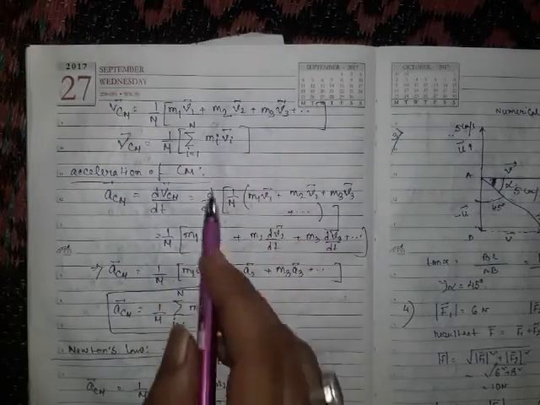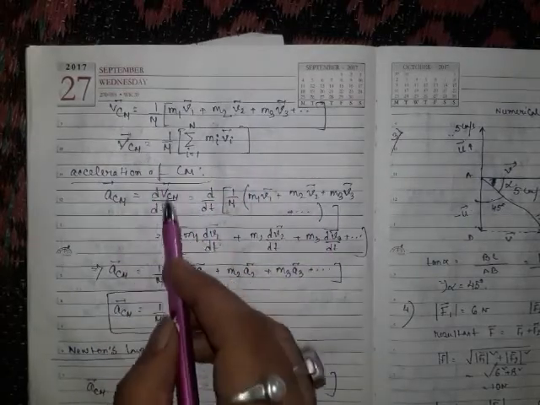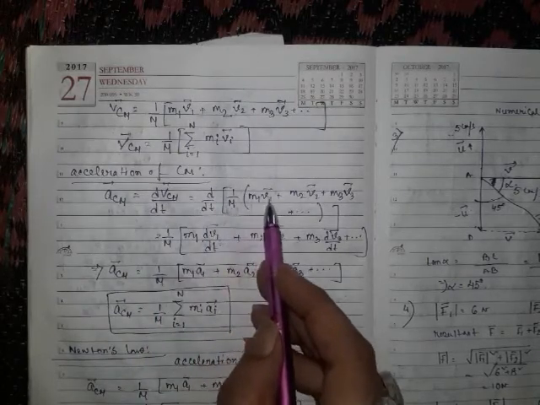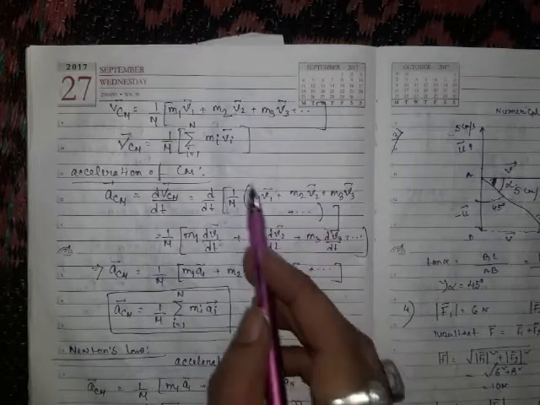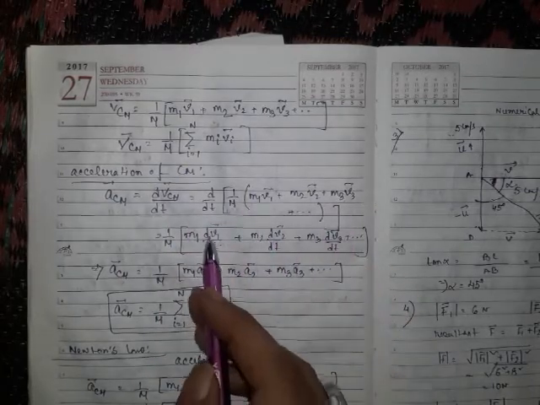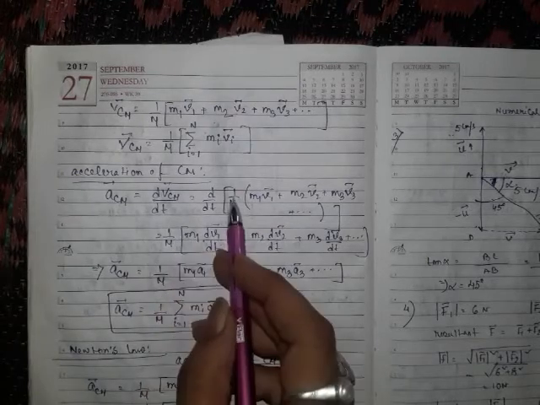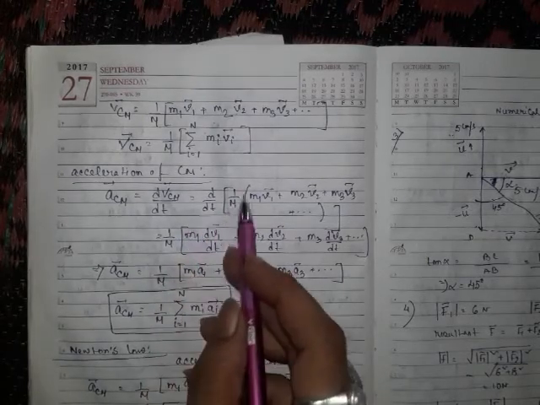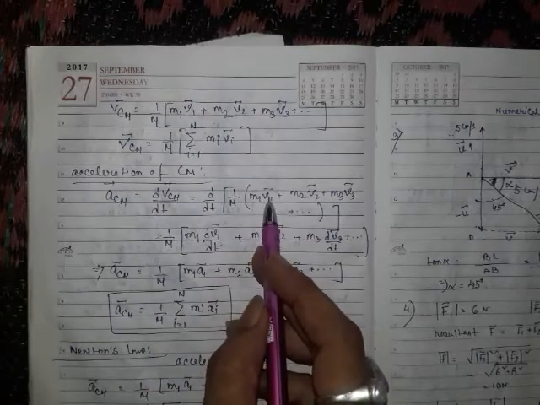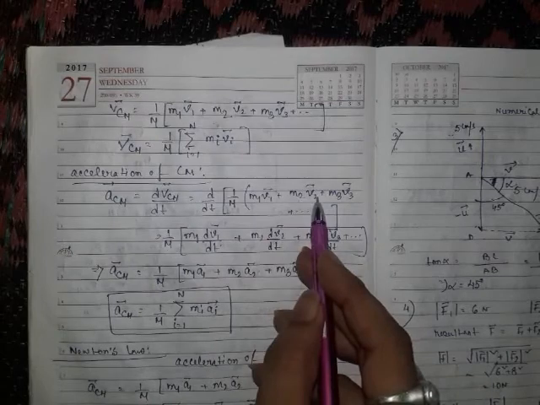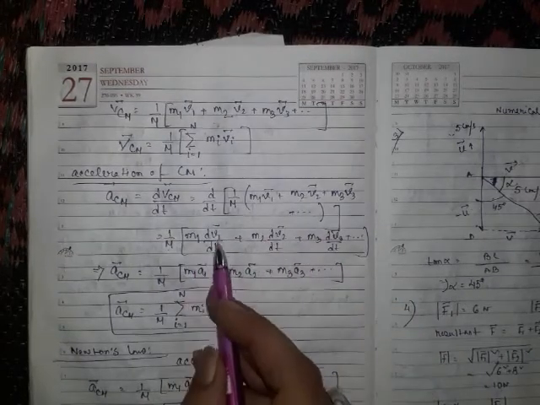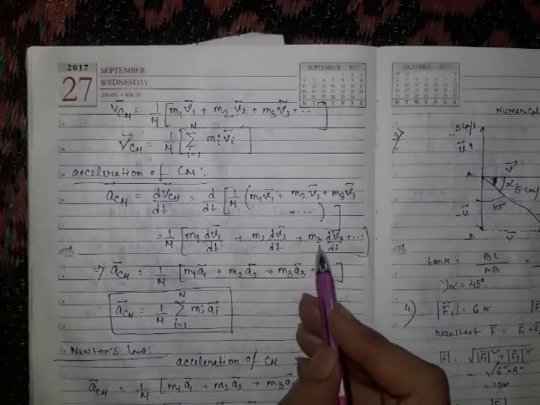Okay, if you want to find the acceleration, just differentiate this VCM with respect to t, you will get the same things, d/dt of 1 by M times m1 v1 plus m2 v2 plus m3 v3. This value of the VCM I have put here. Okay, so 1 by M can be taken out of the differentiation since it is constant. Now m1 is again constant, you have to differentiate v1, m2 is again constant, you have to differentiate v2, and m3 is again constant, you have to differentiate v3. So m1 dv1/dt plus m2 dv2/dt and m3 dv3/dt.